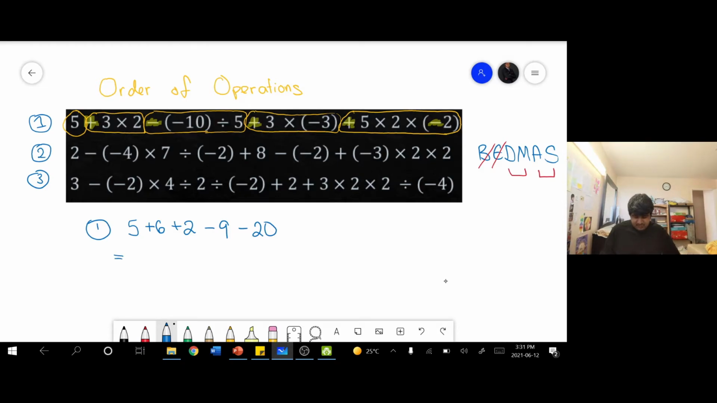We get an answer of, let's just see here, 5 plus 6 is 11. 11 plus 2 is 13. 13 minus 9, that would give us an answer of 4. And 4 minus 20 gives us negative 16.